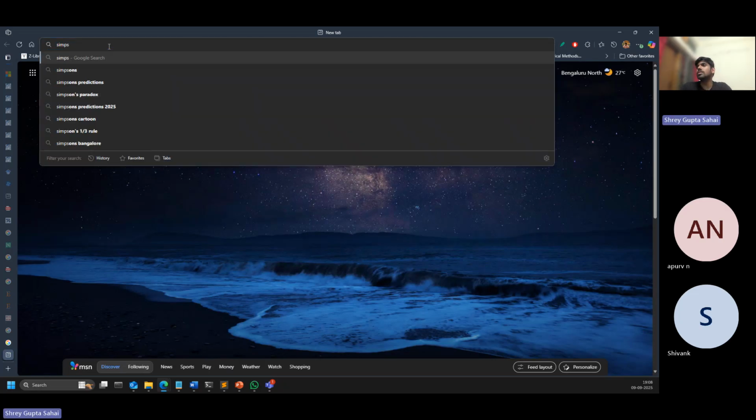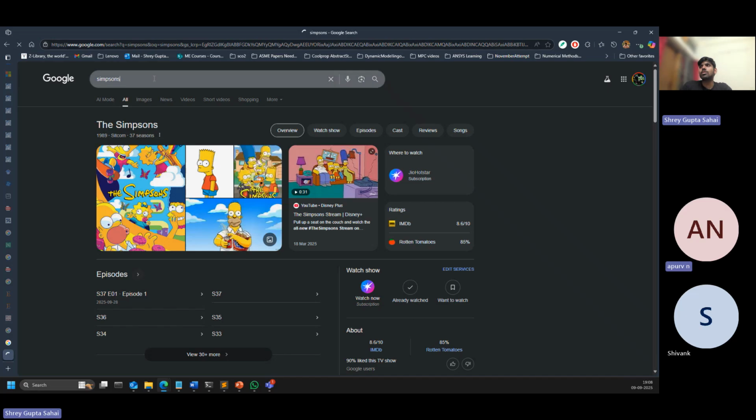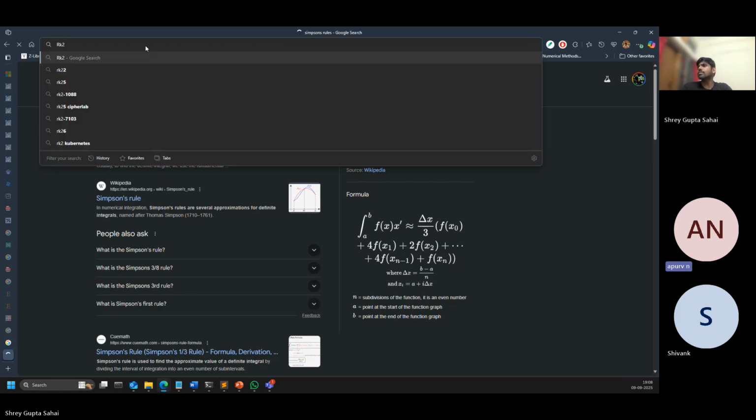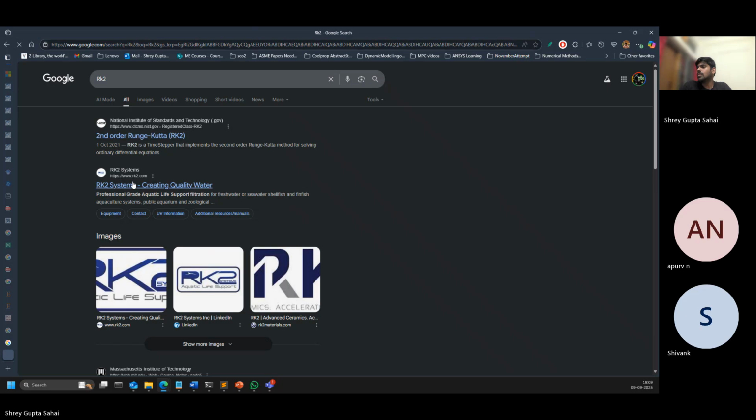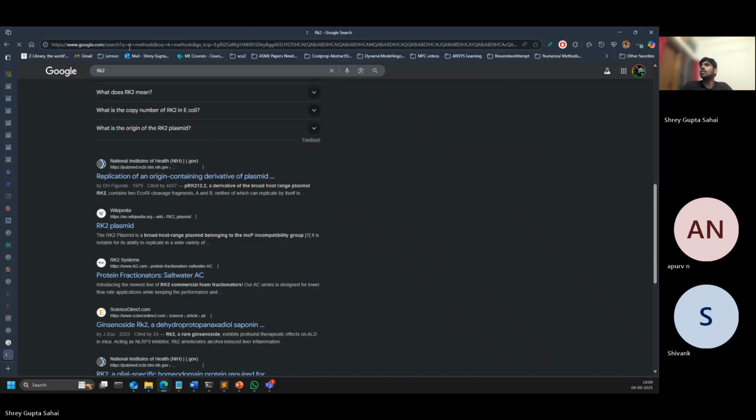But those are integration. How do you solve ordinary differential equations? He must have taught you ordinary differential equations also, no? RK2, RK4. Let's do RK2. What is RK2? Runge-Kutta method. RK methods.